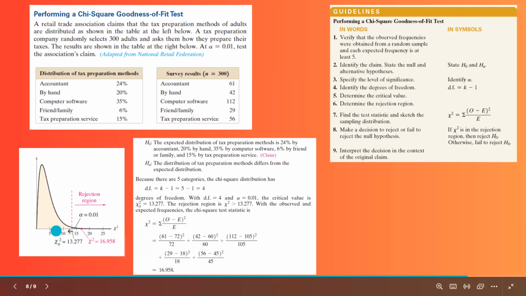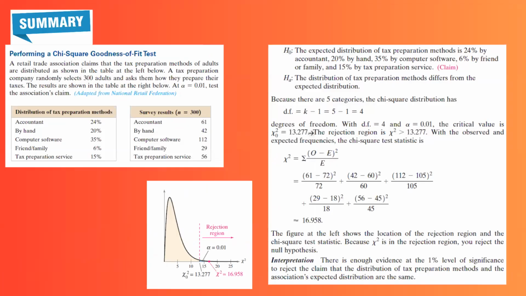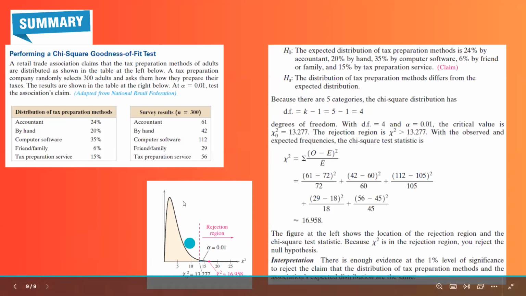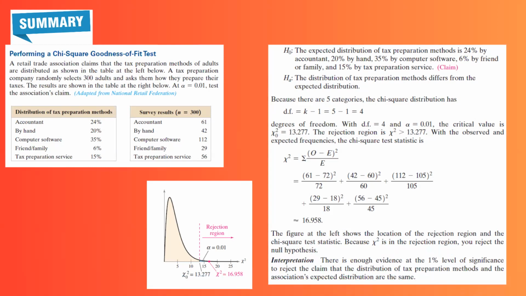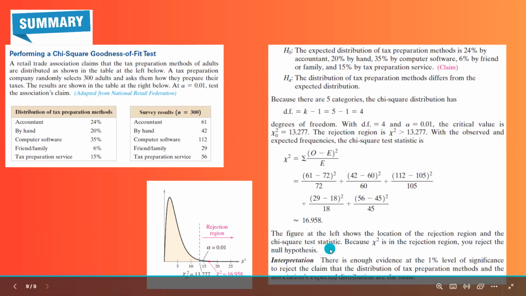All right. This number, the chi-squared test statistic, is 16.958. And remember that this is the distribution that you have, and this little part is the rejection region. In summary, by looking at the figure on the left-hand side, you can see the location of the rejection region and the chi-square test statistic. Since chi-squared is in the rejection region, you're going to reject the null hypothesis. There is enough evidence at 1% level of significance to reject the claim that the distribution of tax preparation methods and the association expected distribution are the same.